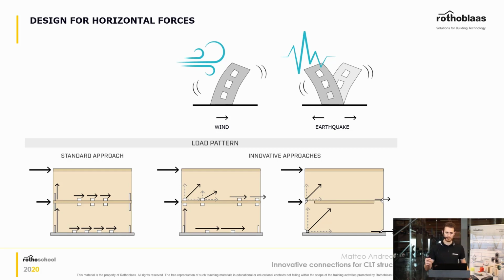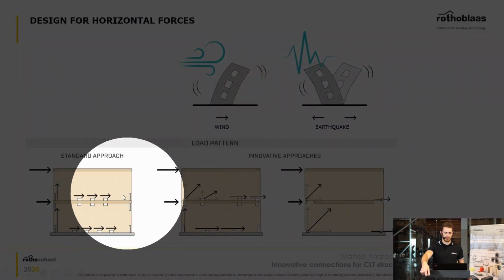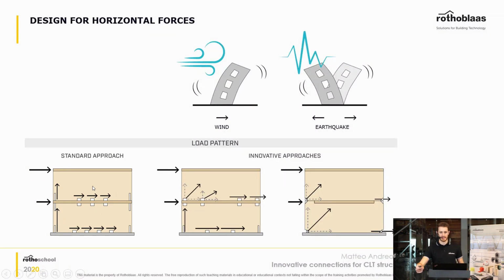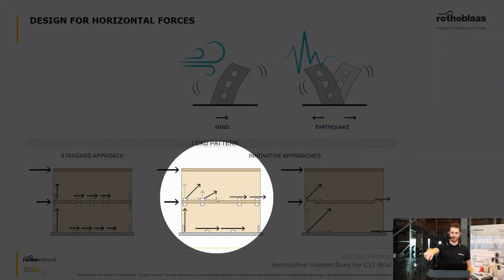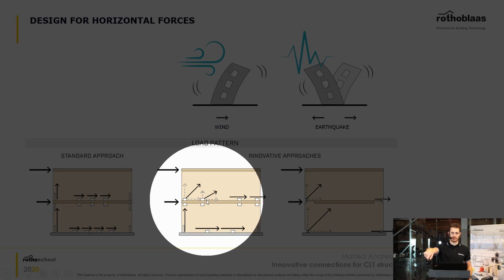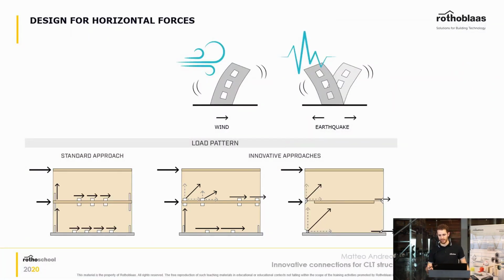So how did the standard approach to connecting the CLT walls work in the past? The standard was, like you can see here, having two hold downs, one at both ends of the CLT wall panel, and a shear connection in the middle. Now we are moving onto a different kind of connecting the CLT panel, and in particular we have the same connector which can be used as a hold down as well as a shear connector.